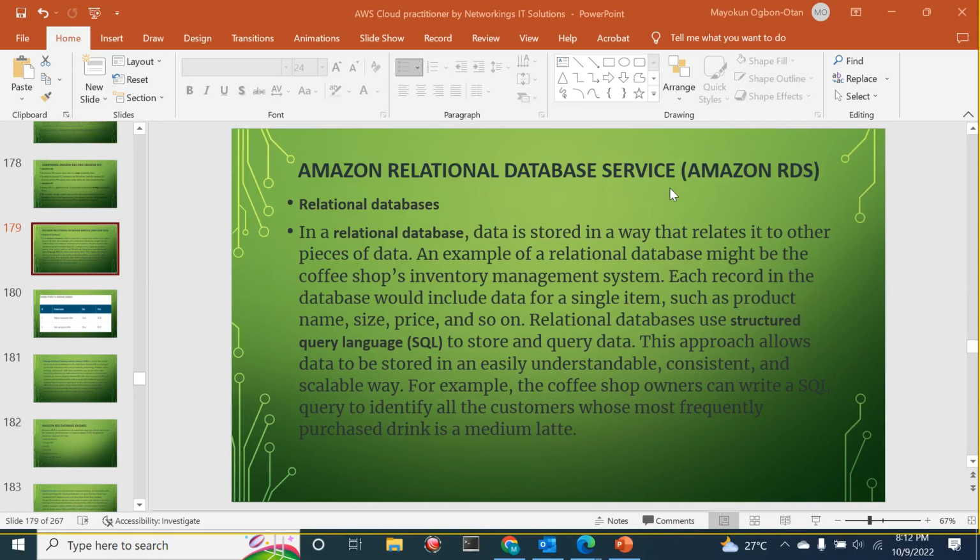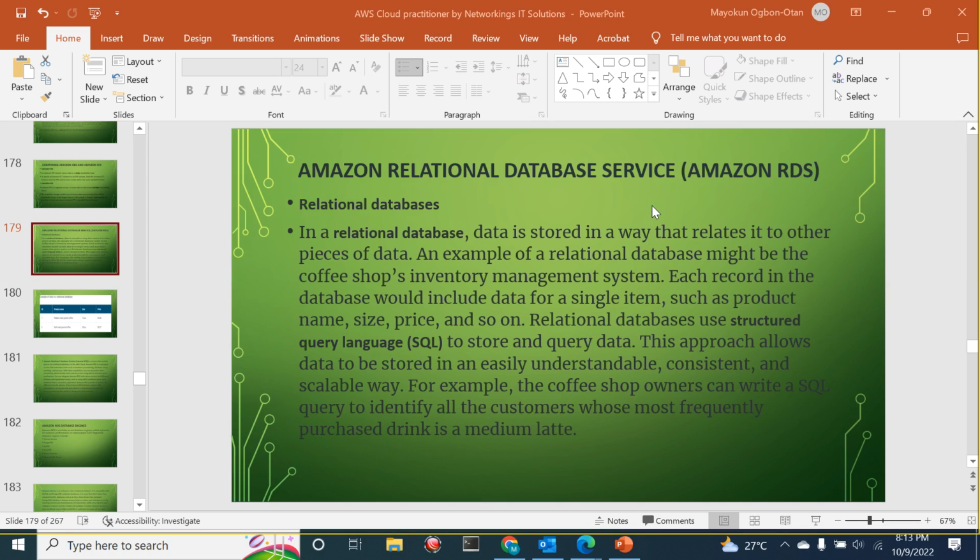Welcome to class, and today we are going to be looking at Amazon Relational Database Service, Amazon RDS. They don't expect you to cram all of this abbreviation, but understand what they are talking about.